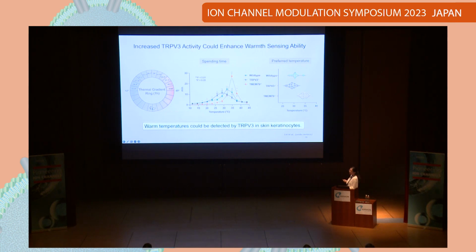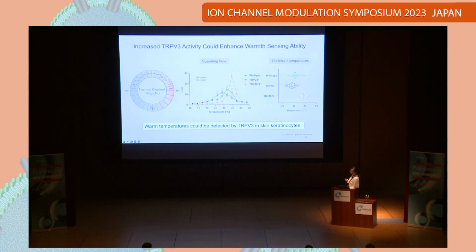As I mentioned in the earlier slide, it is still controversial whether TRPV3 is involved in warm sensation. Here we use a thermal gradient ring with a duplicate thermal gradient from 10 to 45 degrees. And this thermal gradient ring provides more advantages as compared with the linear one used in many other studies, and gives us more accurate preference information and can eliminate the effect of the corners.